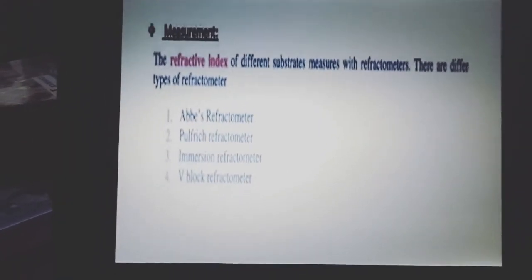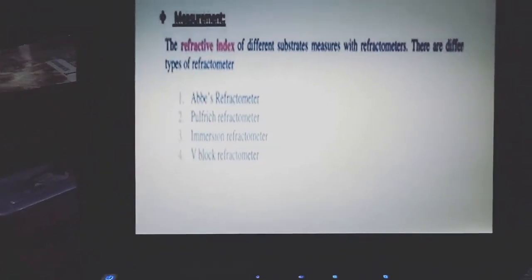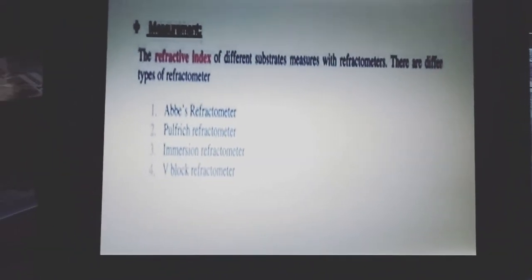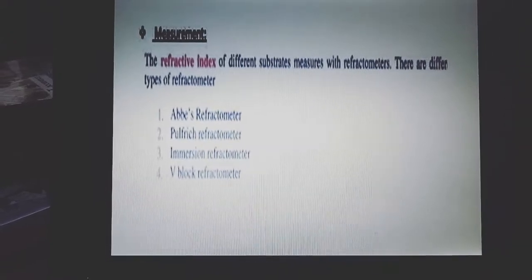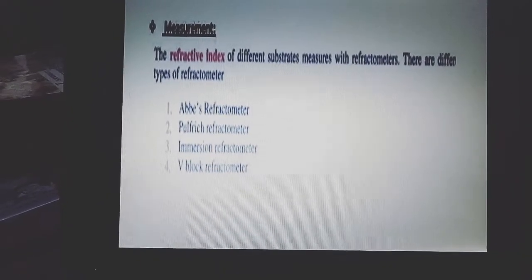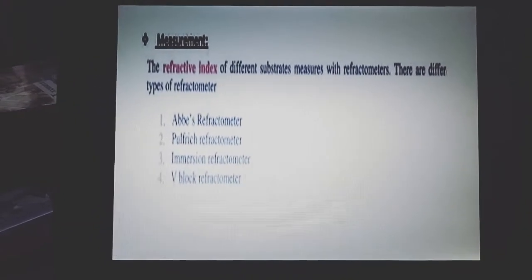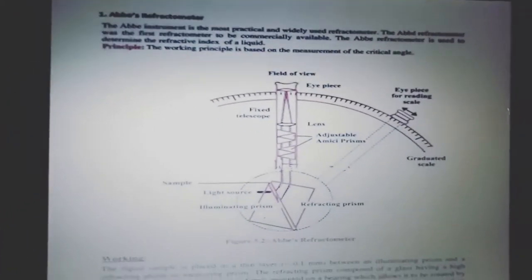Now, how is the refractive index measured? There are various methods of measurement of refractive index, which is measured with the help of a refractometer. There are various refractometers you can see in the list. First one is Abbe's refractometer, second is Pulfrich refractometer, third is immersion refractometer, fourth one is V-block refractometer. First of all, we will discuss Abbe's refractometer.